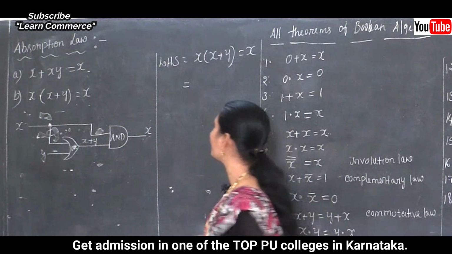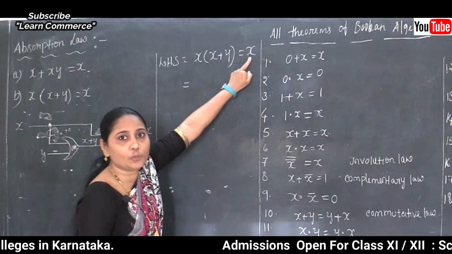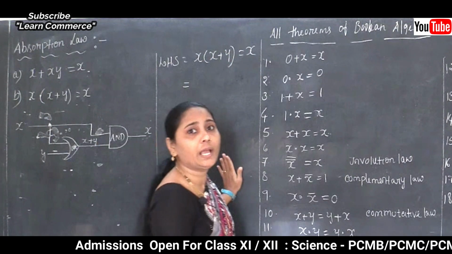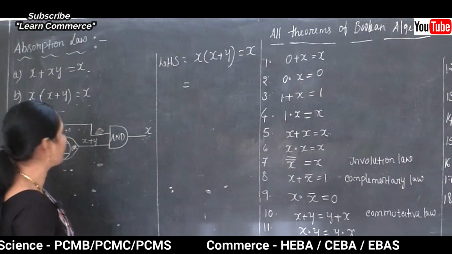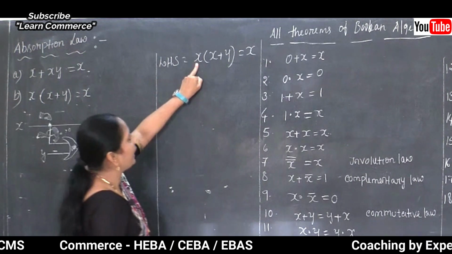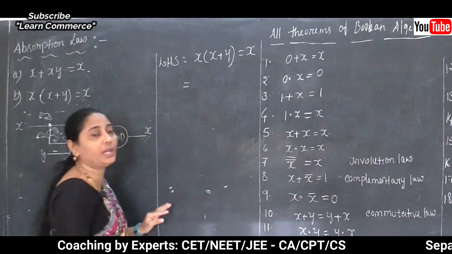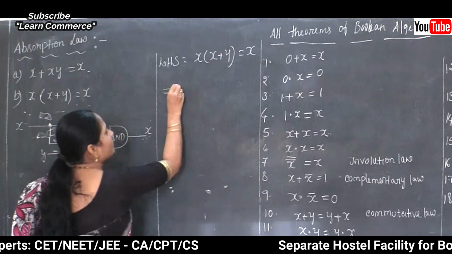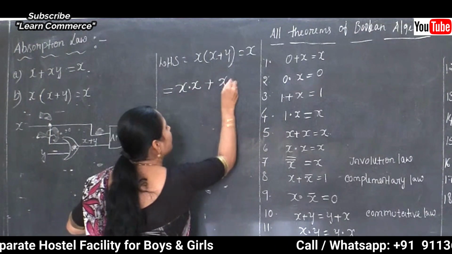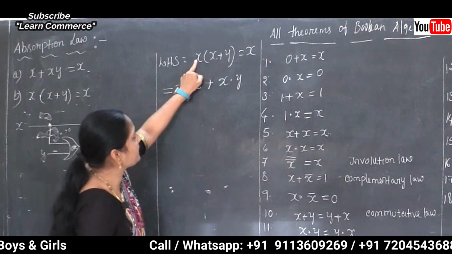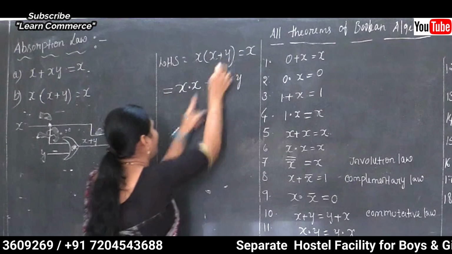Now we are going to prove whether the left hand side is equal to the right hand side. While proving, we should get the result equal to x here. So I am going to take the left hand side expression. The left hand side expression is x, opening of the parenthesis, x plus y, closing of the parenthesis, that is equal to x here. Now first of all, x and x, clear this point, x and x plus x and y, as it is, you just have to make the multiplication.